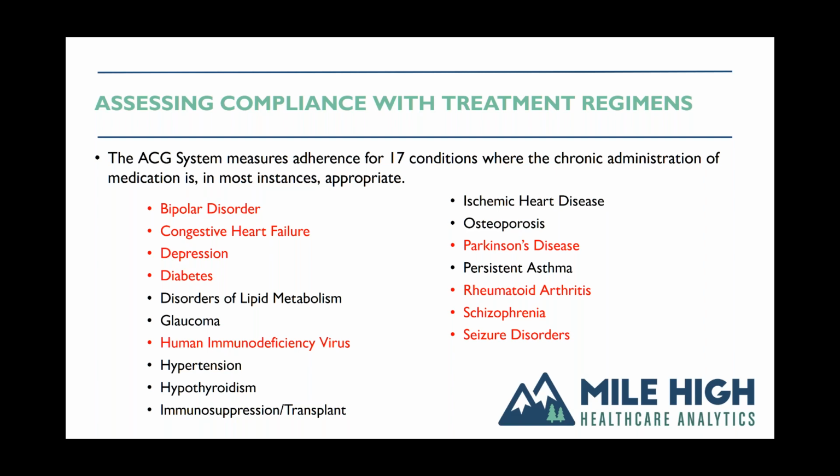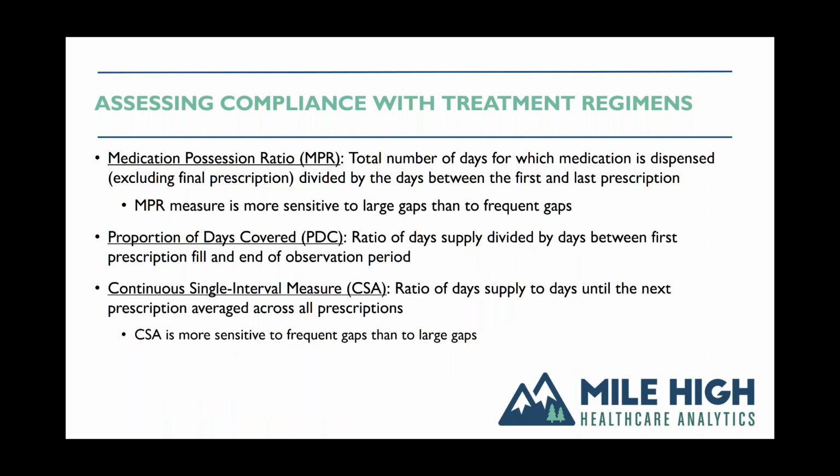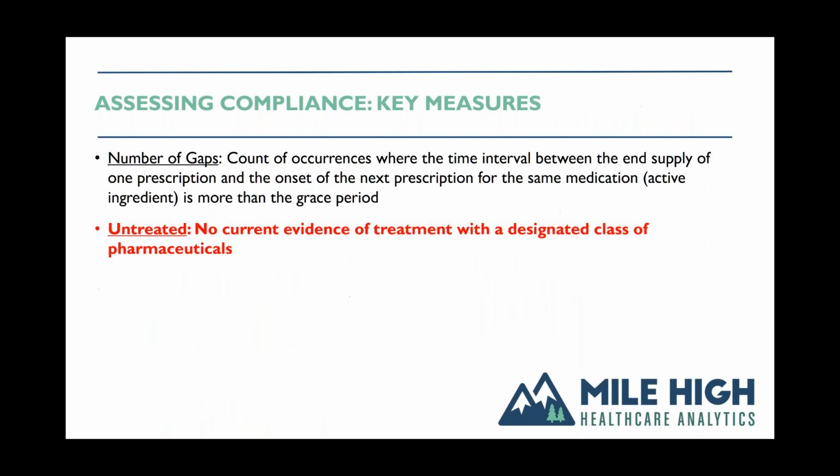So things like Parkinson's disease, rheumatoid arthritis, schizophrenia, seizure disorders, and so forth, are either a part of payment systems or they're part of quality measurement systems. But there are 17 of these conditions, and what you can do with them is that the software outputs five metrics about each of the 17. I'm actually going to go to the next slide because I really want to talk about this.